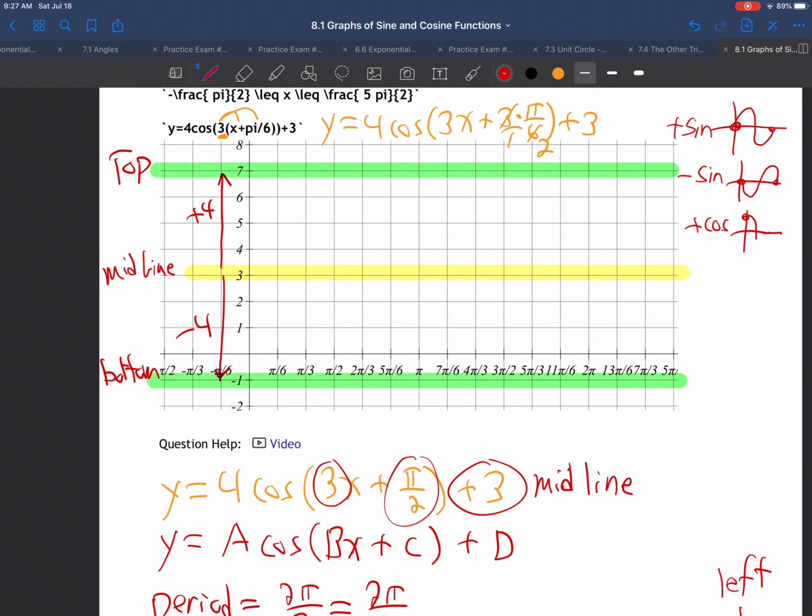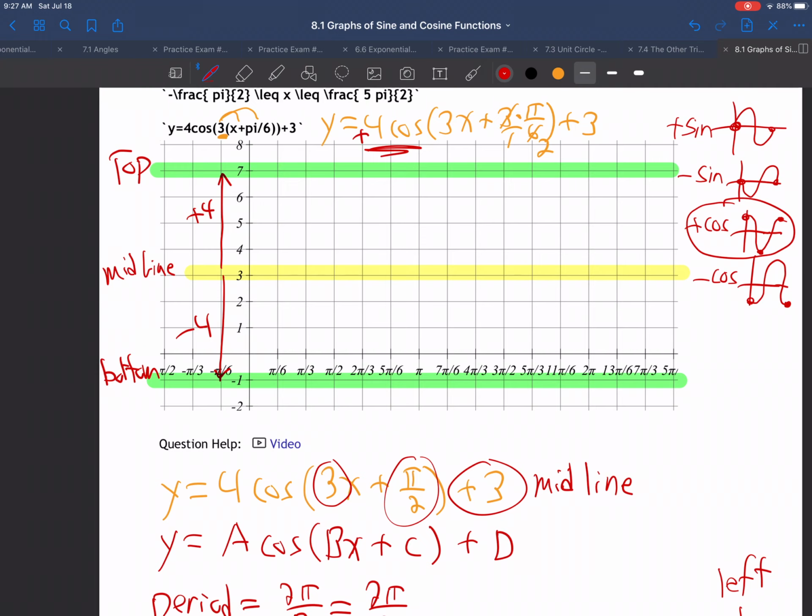So it'll start high, go low, back high. A negative cosine graph starts low, goes high, goes back low. So what do we have? We have a positive cosine graph. So we're looking at this model where we're going to start high, go low in the middle, and finish high.